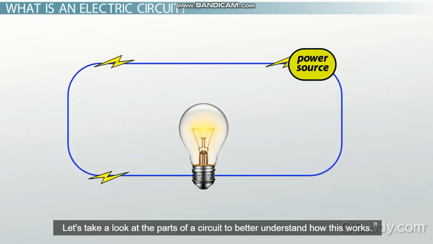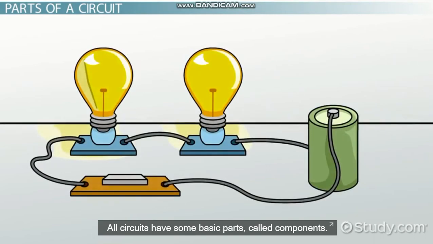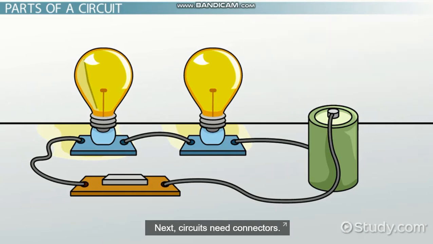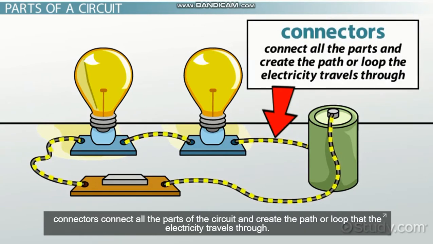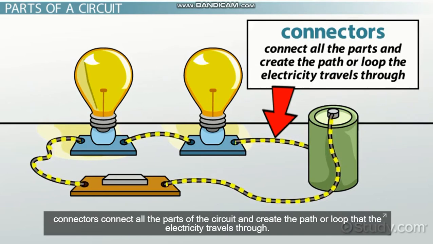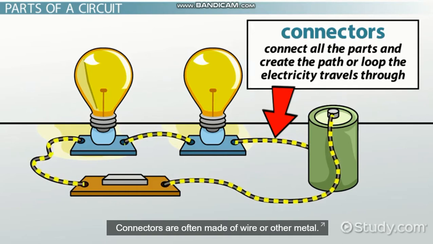Let's take a look at the parts of a circuit to better understand how this works. All circuits have some basic parts called components. One component is the power source, also called a voltage source. The power source is what pushes the electricity through the circuit. Next, circuits need connectors. Connectors connect all the parts of the circuit and create the path or loop that the electricity travels through. Connectors are often made of wire or other metal.